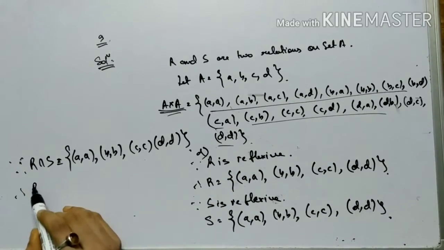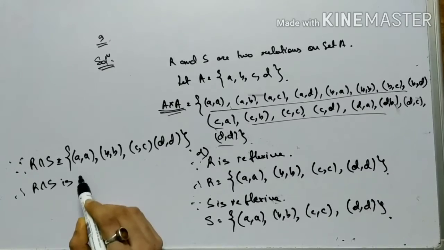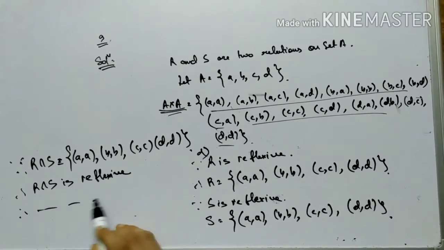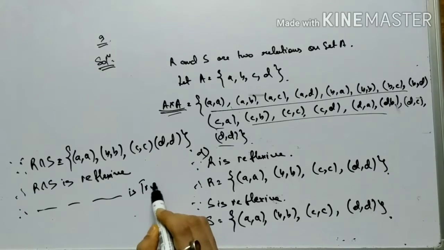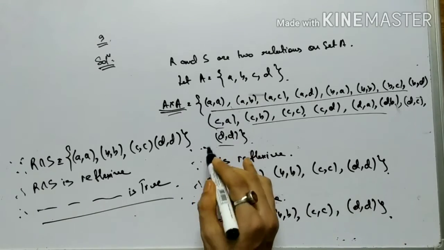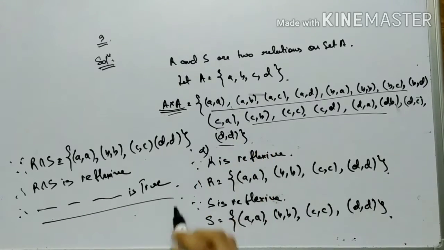So therefore R intersection S is reflexive. Therefore the following statement is true. Understand? This is D. So in this way you can do it.